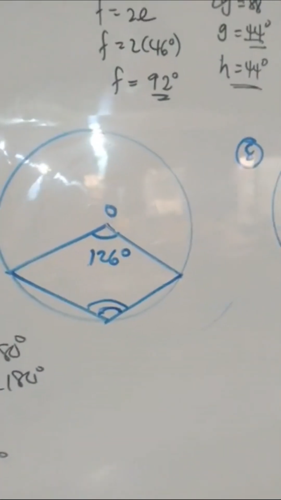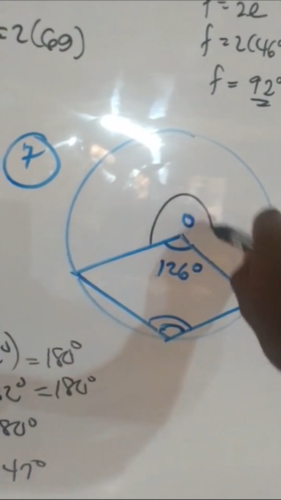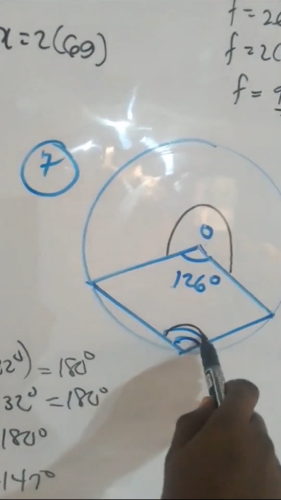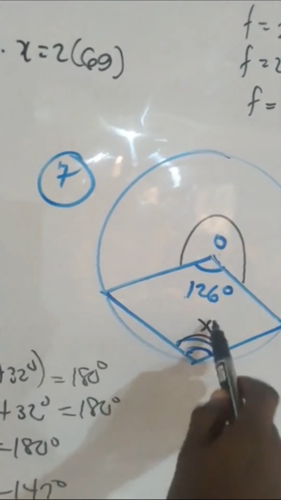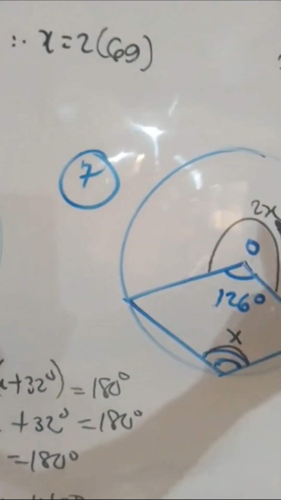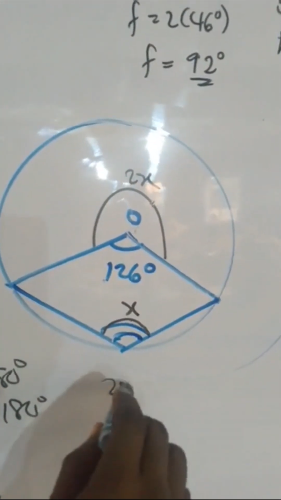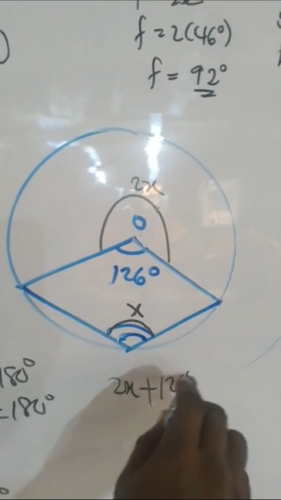For number 7, we are going to apply theorem 2. Angle at the center, this one, is twice the one at the circumference. And this one we are looking for is x. So if this one is x, this angle here is actually 2x, because the angle here is twice the angle here. So total angle at a point is what? 360 degrees. So if you do 2x plus 126 degrees, we must get what?